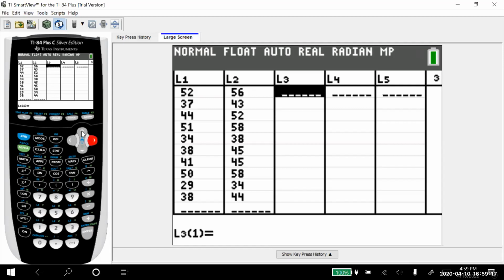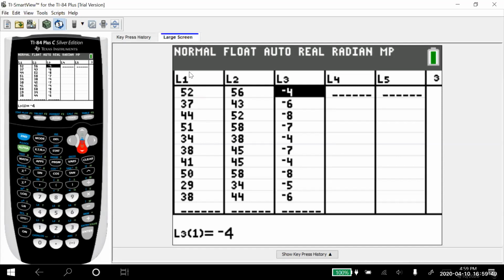I'm going to go up to list 3. We haven't seen this before. This is a nice little trick. If I go into list 3, I can tell it what I want in that list. And what I'm going to do is have it do list 1 minus list 2 to figure out what the differences are. So I go in and I go second, list 1, notice above the 1 is an L1, minus second L2 for list 2. And then when I arrow down here, bam, it does it all for me.